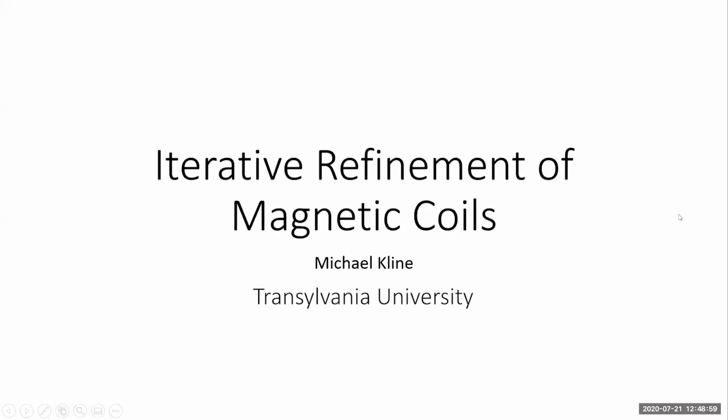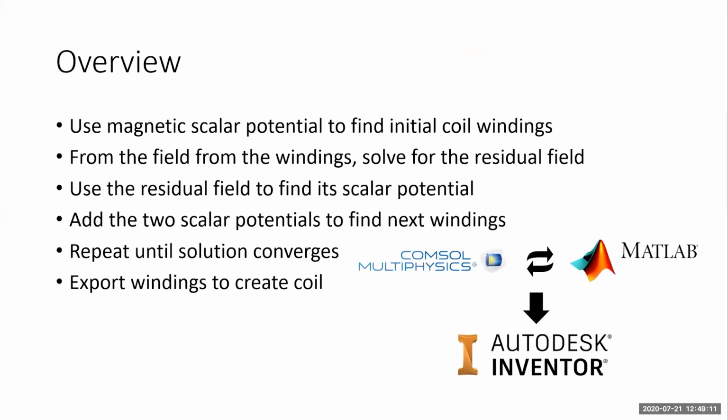Okay. So I'm going to continue the magnetic scalar potential method. I want to talk about iterative refinement of those coils. Because you're discretizing with that method, you're going to be left with this residual field. And so to account for this residual field, to correct for it, you could theoretically add more wires on top.